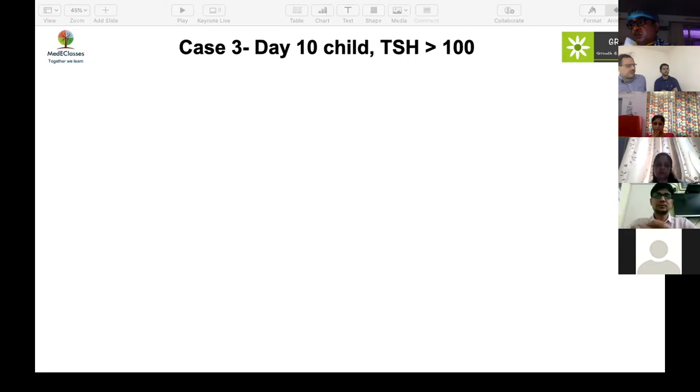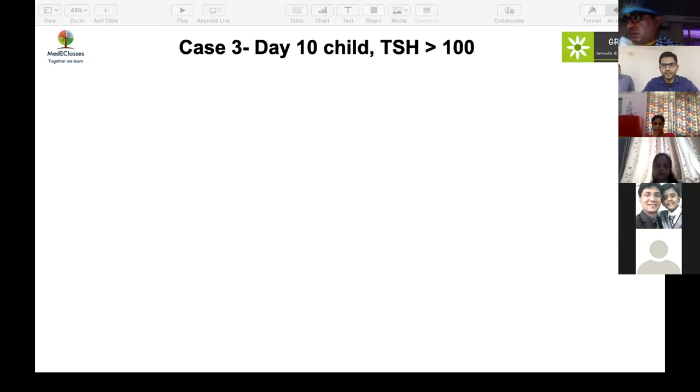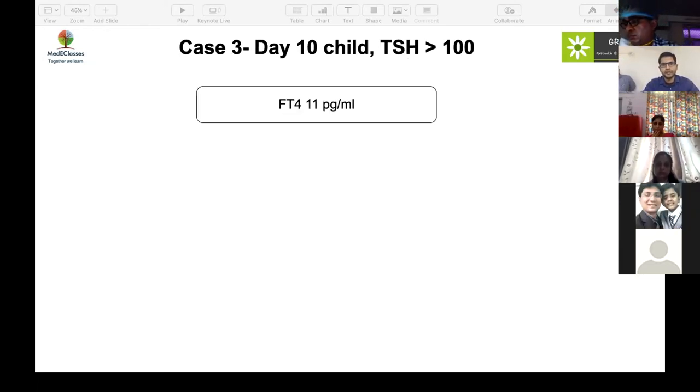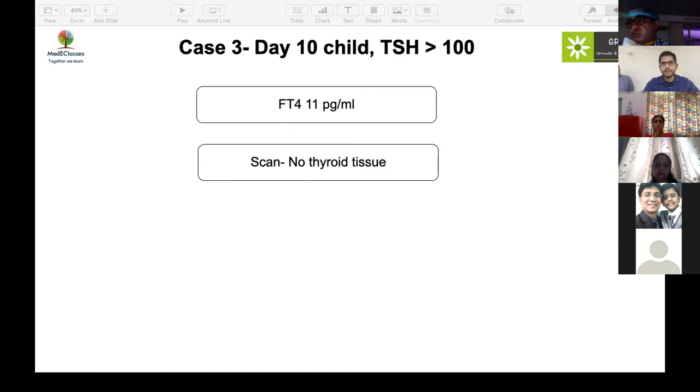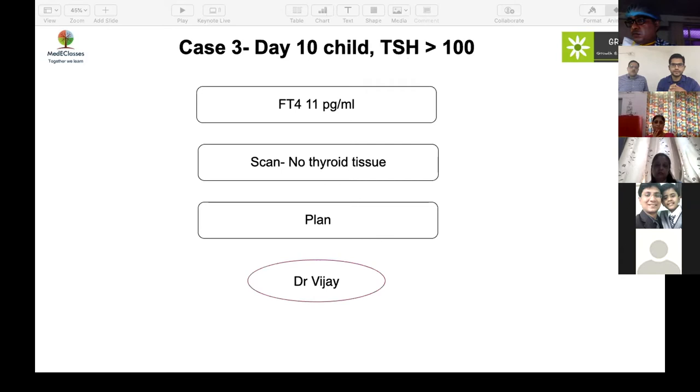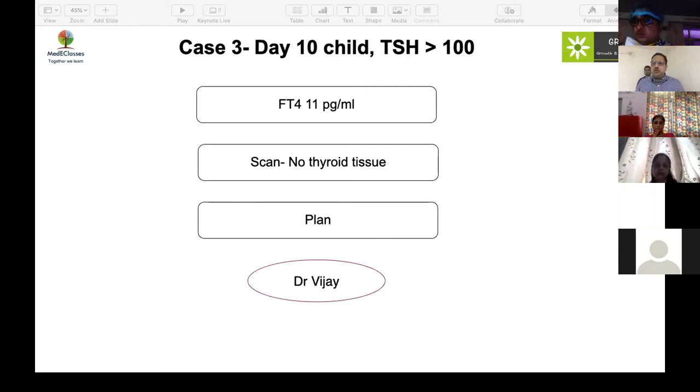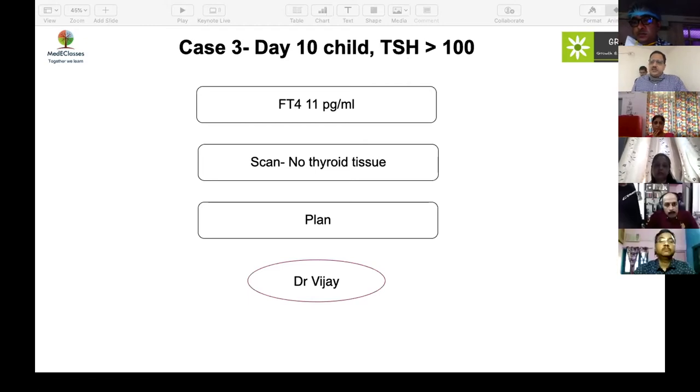Next case, Dr. Pratik. A 10-day-old child came with a very high TSH of 100. The FT4 was 11 and the scan showed absolutely no thyroid tissue. So what would be the further plan, sir? So this child, Dr. Vijay, was referred to us as thyroid agenesis. Now, how do you go forward in this regard, Dr. Vijay?